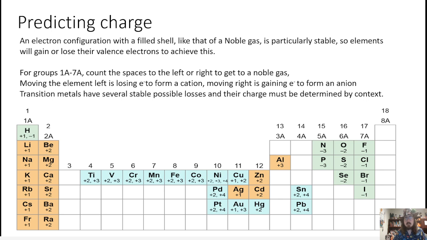Silver is one of those exceptions. It is 5s1 4d10, and so it only wants to lose 1 electron from its s. Cadmium is like zinc. It wants to lose 2 electrons from the s. And so they tend to act like that.